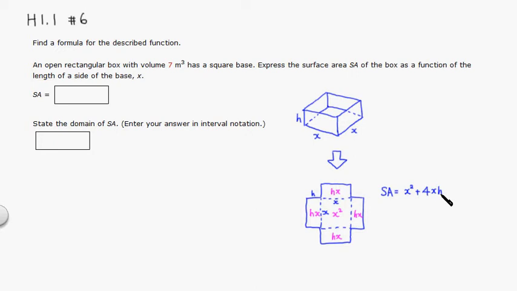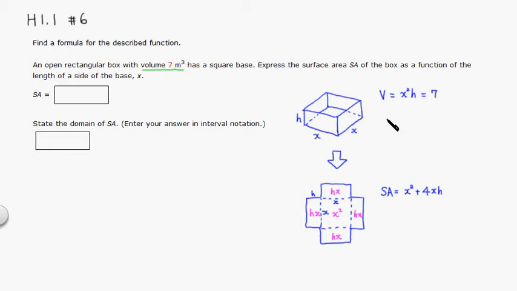xh. But we want to write the function in terms of just x, not h. So we have to somehow get rid of this h. But we haven't used this clue here. It says the volume has to be 7 cubic meters. Volume is fairly easy to get. It's x times x times height, so x squared times h. And this is fixed at 7, so this is equal to 7.